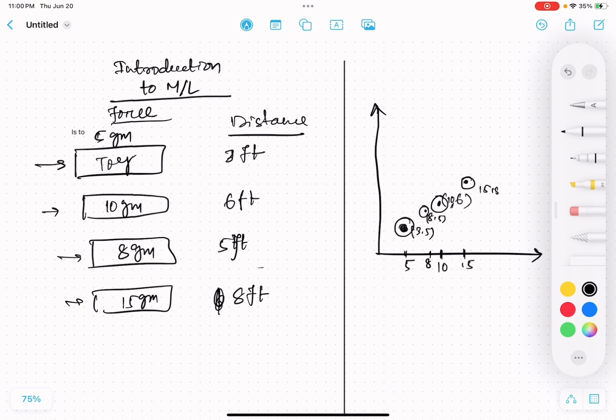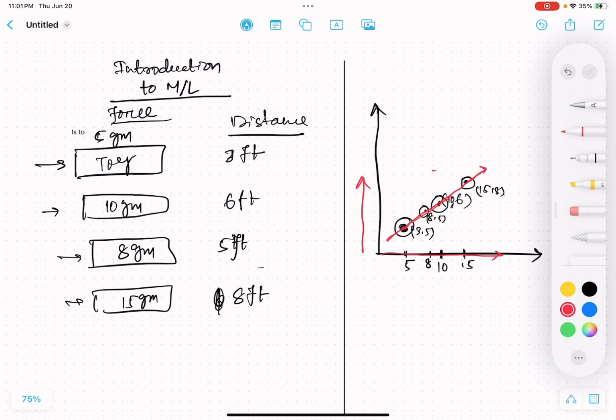So 15 and 8. Okay, so basically what we are seeing here is that there is a trend in this data set. What does that mean? As we increase the amount of force, the distance the car moves increases also, right? So this is the trend.